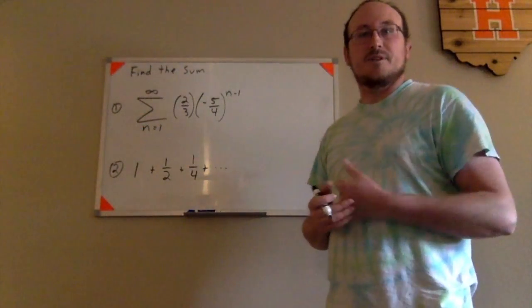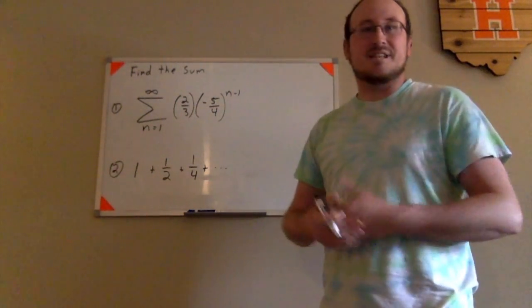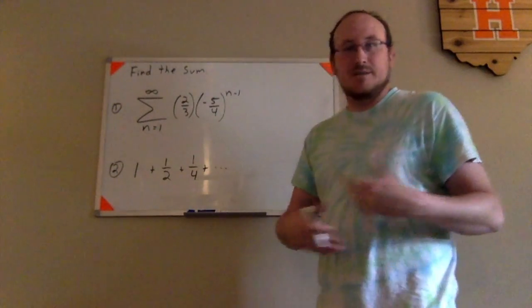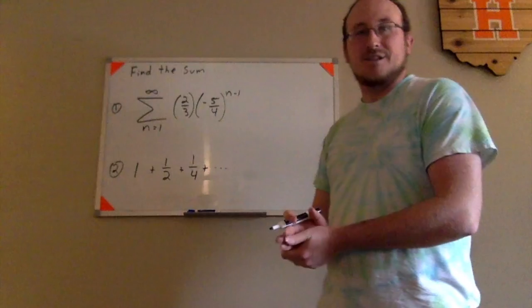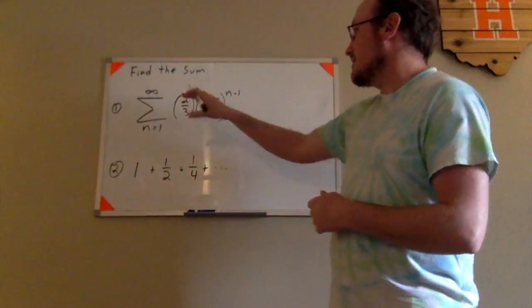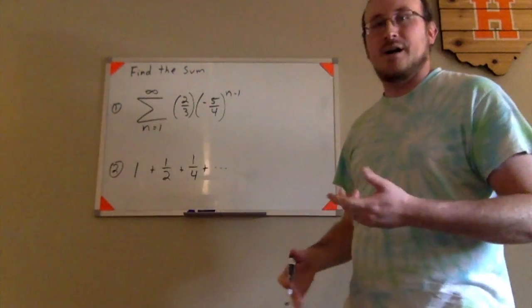Let's look at a couple of infinite geometric series here and see if we can figure out if the series has a sum, if it converges to a finite sum, or if it diverges. And if it does converge to a finite sum, let's go ahead and find that. So, two quick examples right here. The first one is written in summation notation, the second one is not.